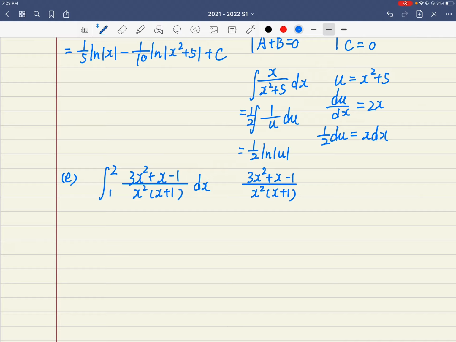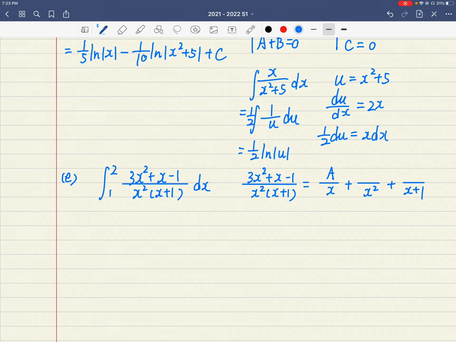Okay, you want to do partial fraction for this part. Here, not only do you have x, you also have x squared and x plus 1. So for each of them, you should have a part: x, x squared, and x plus 1. So again, for x, you should expect some number a.